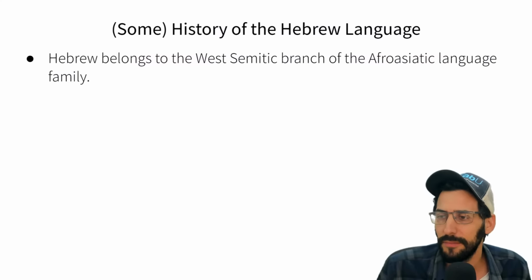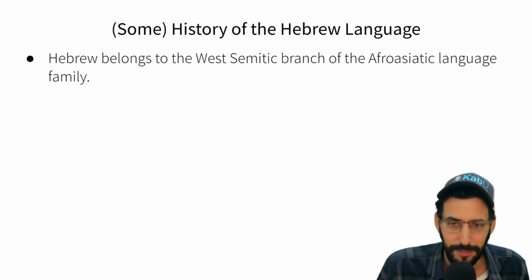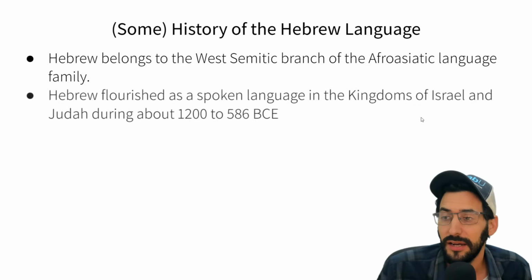We'll start with a little bit of history, not a lot, don't worry. We're not going to do a history lesson now about Hebrew. We're just going to get a tiny bit of understanding of just the history of it, just to see kind of a little of a map. So the Hebrew language, it belongs to the West Semitic branch of the Afro-Asiatic language family. It flourished as a spoken language in the kingdoms of Israel and Judea, approximately between 6 to 1200 BCE.